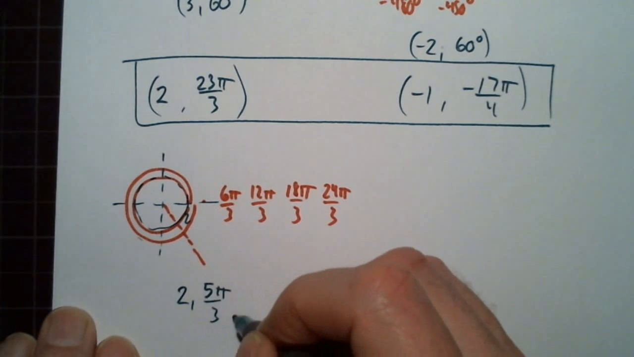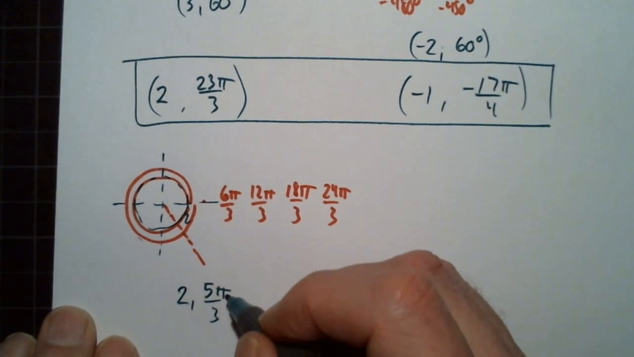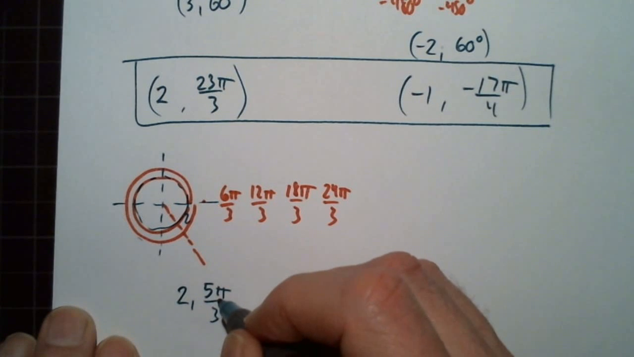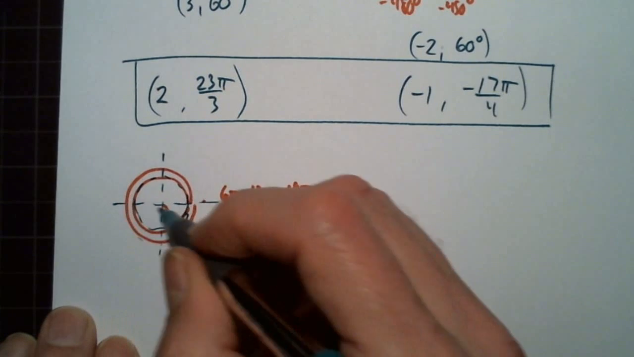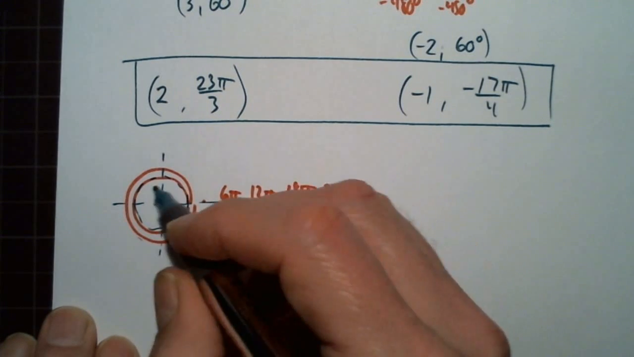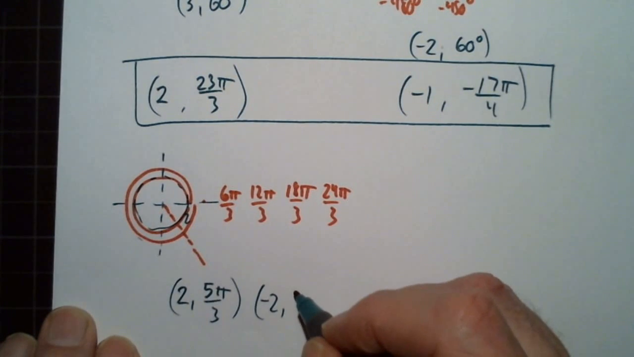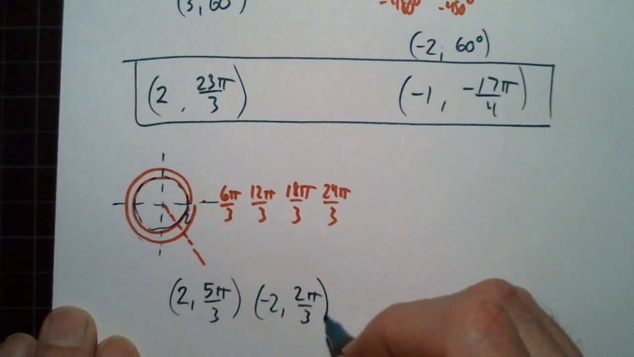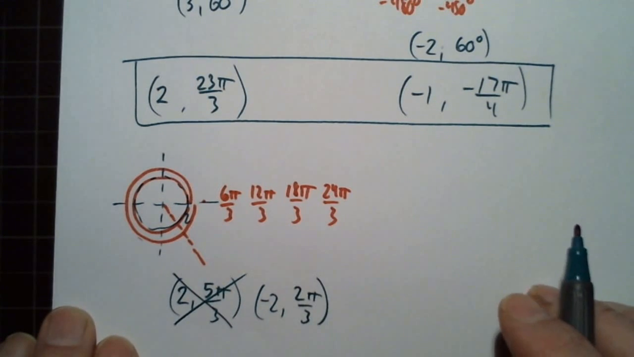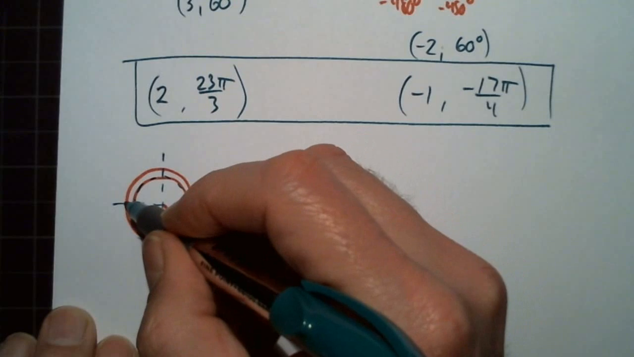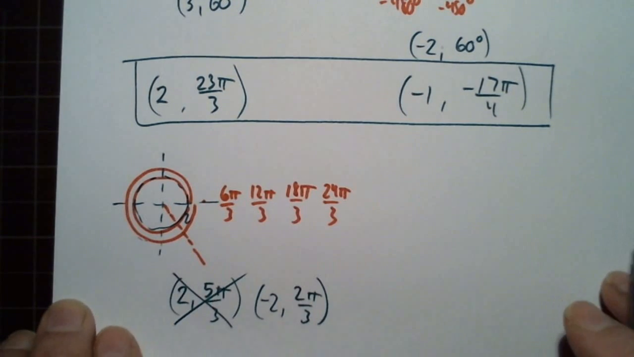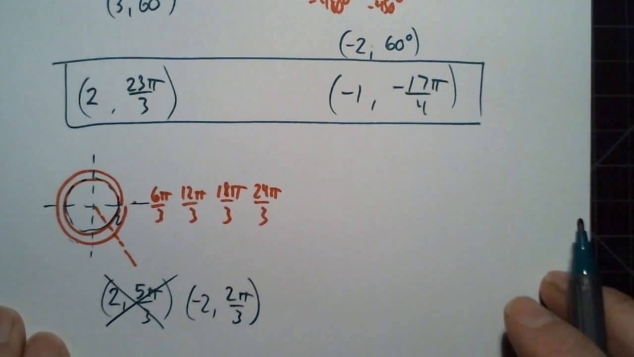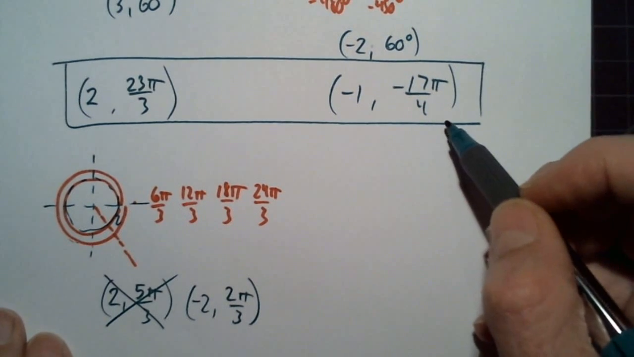This is not satisfying the requirements though, because that's greater than pi. So we could change this to be -2 and then rotate 2 pi over 3. If we start at -2 and then rotate 2 pi over 3, we'll end up right there. And pause the video, try that one.